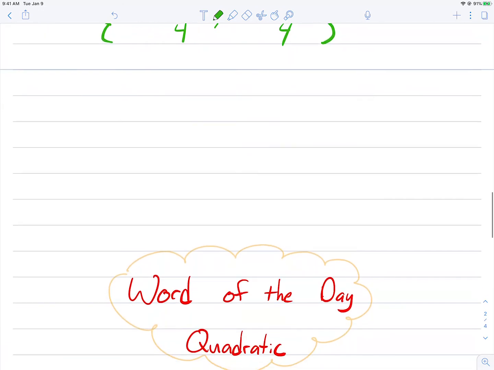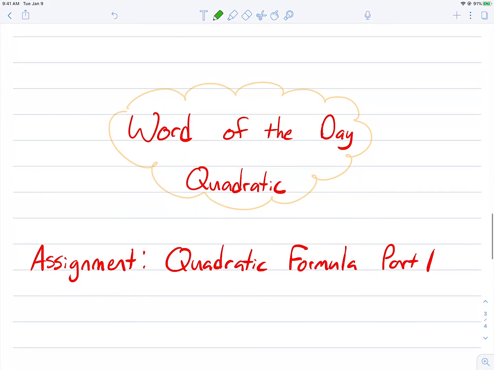Your assignment is going to be basically the same stuff for 3 days, because this isn't necessarily the easiest thing to do. So it takes a little bit of practice. Each of your assignments, I think, has 6 problems. Your word of the day for today is quadratic, and your assignment is the quadratic formula part 1.